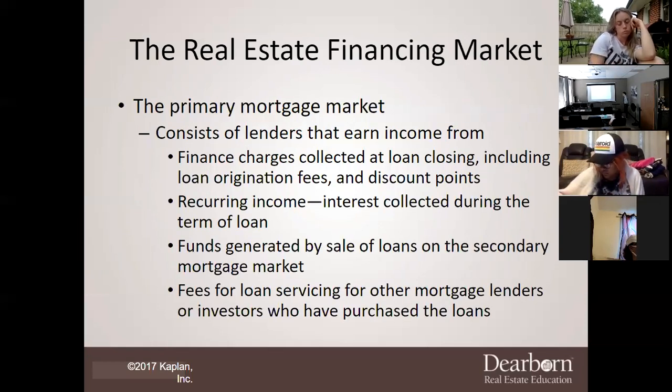So there's two different markets, a primary and a secondary mortgage market. The primary mortgage market consists of lenders that earn income from finance charges collected at loan closing, including loan origination fees, like I talked about earlier. Sometimes you have to pay just for getting a loan, and discount points. They also earn recurring income, like interest collected during the term of the loan. So they have constant income coming in because they're getting interest.